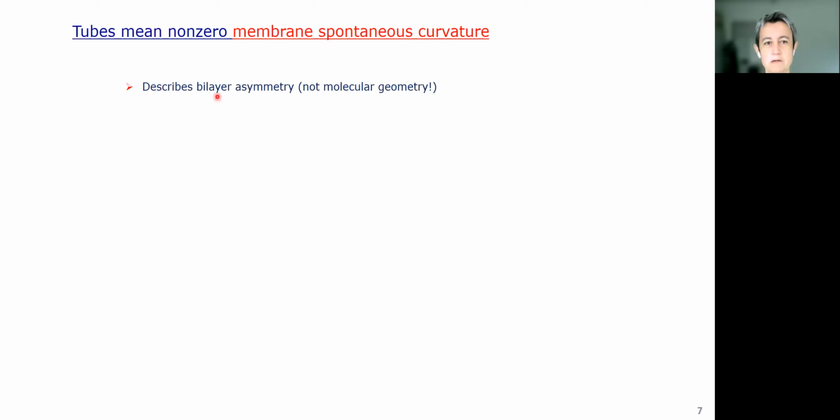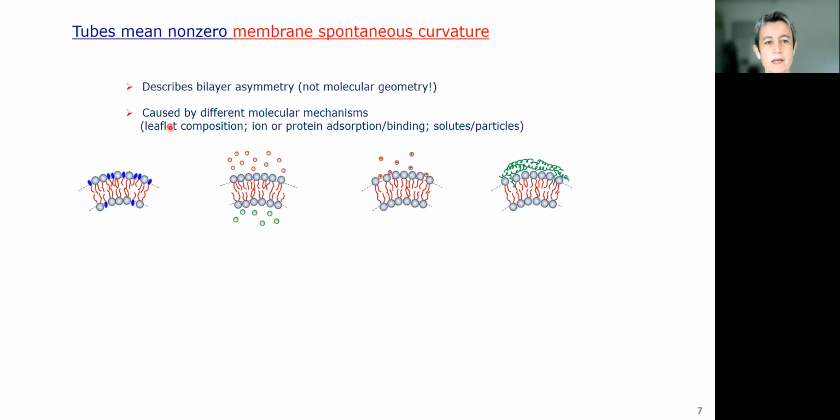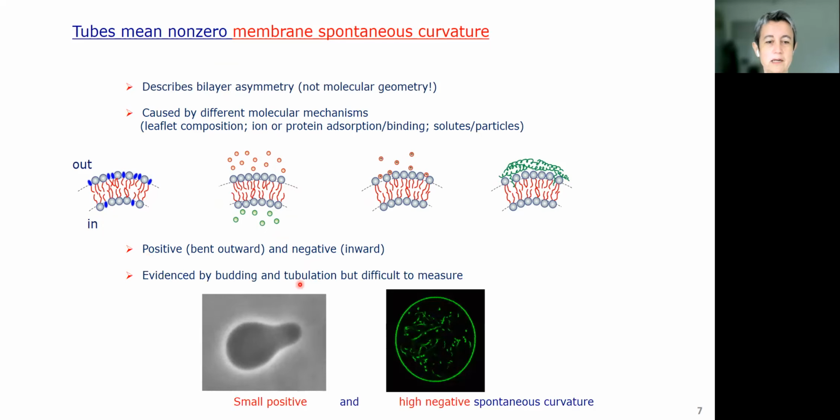The membrane spontaneous curvature describes the bilayer asymmetry. It is caused by different molecular mechanisms: asymmetry in the leaflets, asymmetry in the buffer, absorbing ions or proteins which do that asymmetrically. The nomenclature is such that if the membrane curves outward, it's positive. If it curves inward, it's a negative spontaneous curvature. And it's evidenced by processes such as budding. Here, this is an example of small spontaneous curvature, where the bud is relatively large, and this is high negative curvature because the tubes are inward and very tiny.